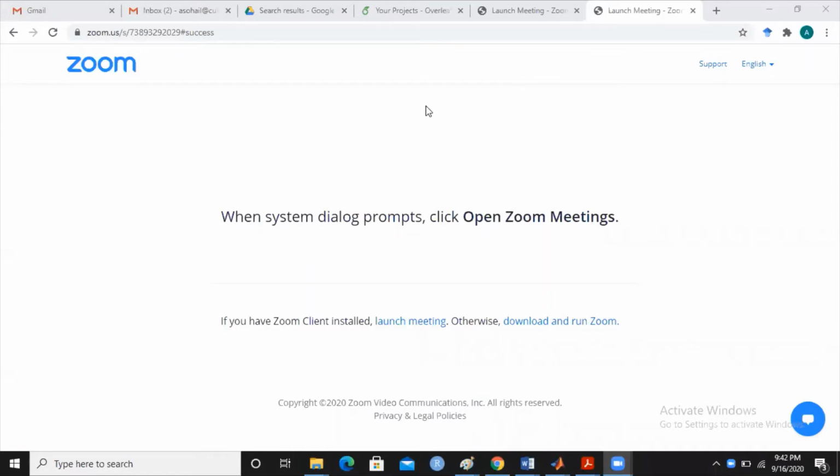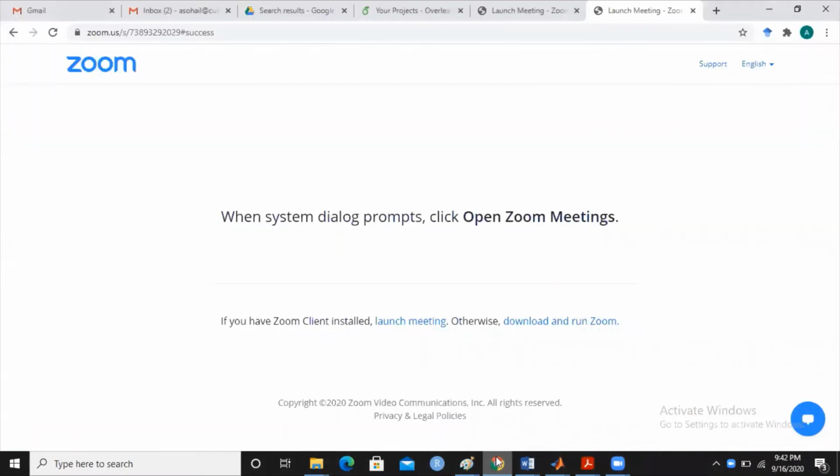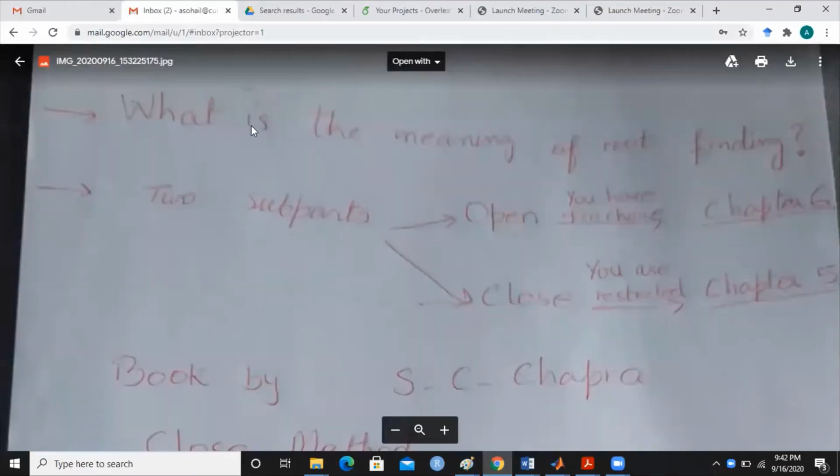Hello, students. Today we will learn the basic concept of root finding. This is the first topic of the course, numerical computation. When we talk about root finding, basically what is in our mind is that we want to find the root of a function, which means we want to find the point at which the graph touches the x-axis. Please keep it in your mind.